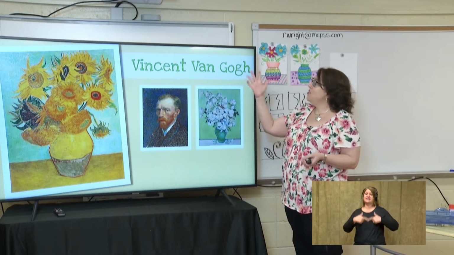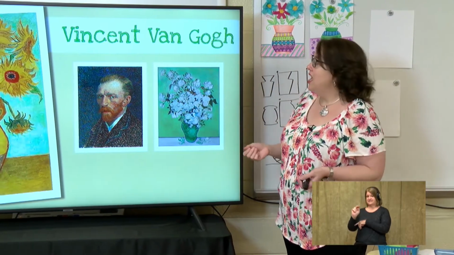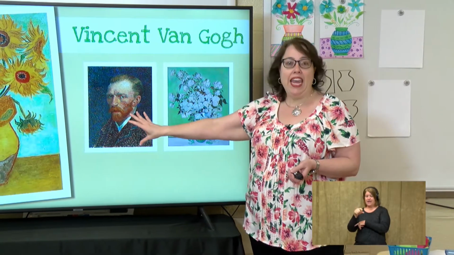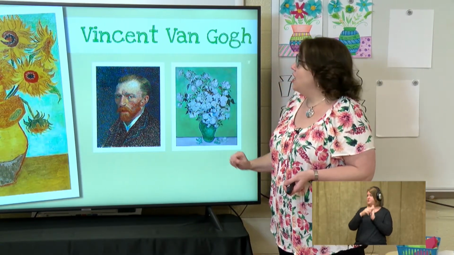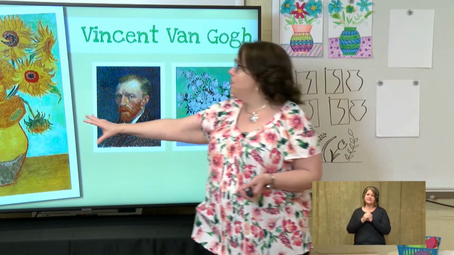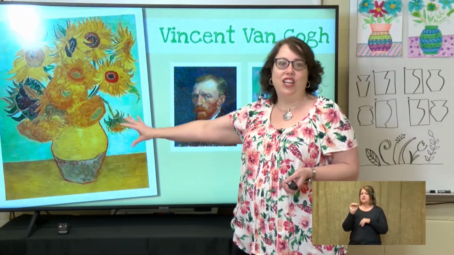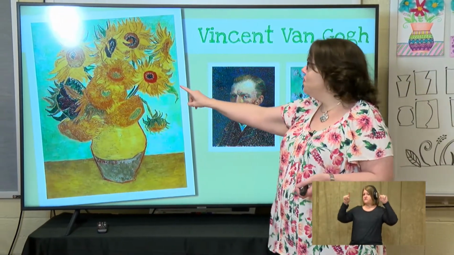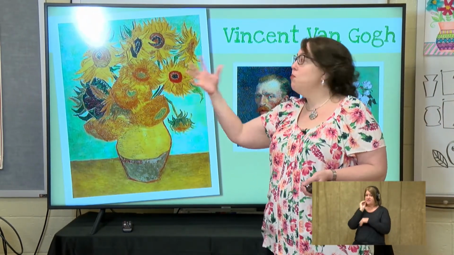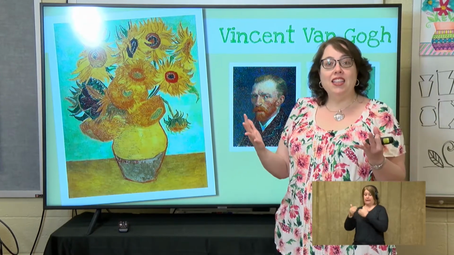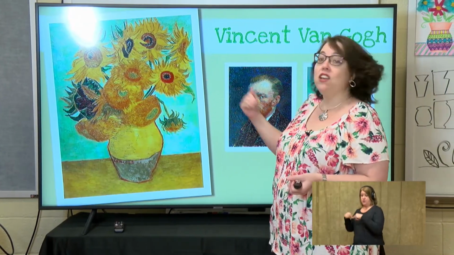All right, let's talk about another famous artist, and he did a lot of still lifes as well. His name is Vincent van Gogh. He's a Dutch artist, and this is a portrait that he painted of himself, so that's called a self-portrait. And over here we have an example of one of his most famous paintings called Sunflowers. Now these sunflowers were growing right outside his house, so he could cut them, bring them inside, and paint them, and he did a lot of paintings of these sunflowers.